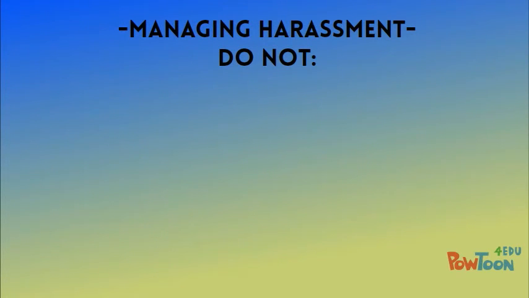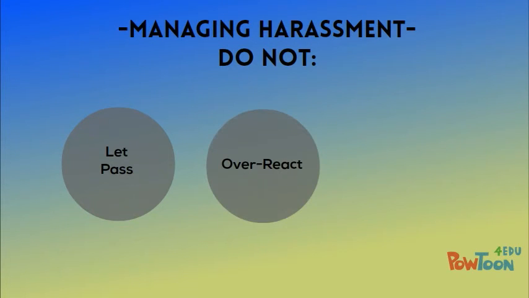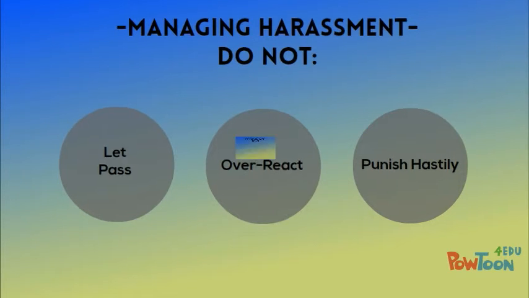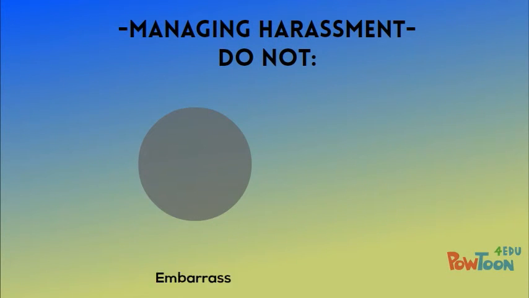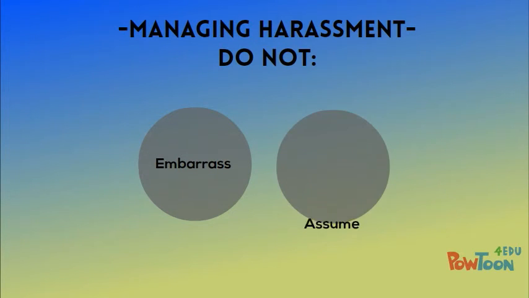With harassment, a teacher should never let harassment pass unchallenged, overreact with a put down of the offender, impose consequences before finding out exactly what happened from all involved, embarrass either party publicly, and finally, a teacher should never assume the incident is isolated.